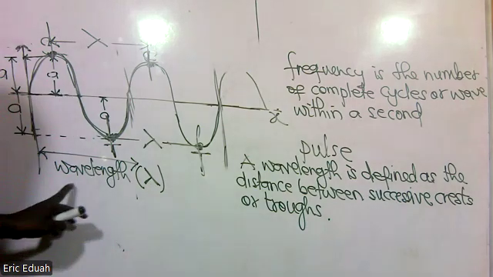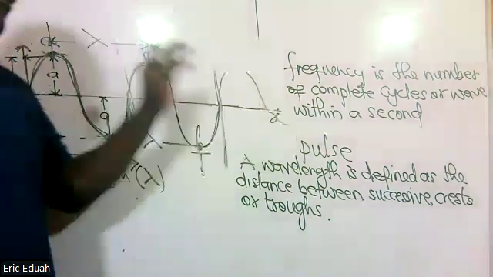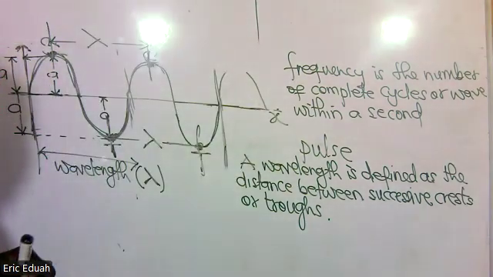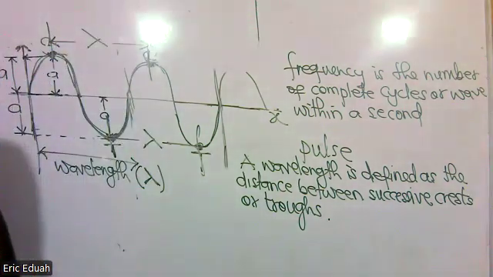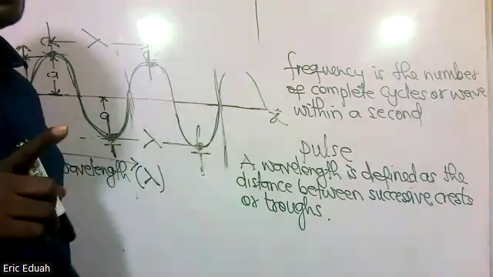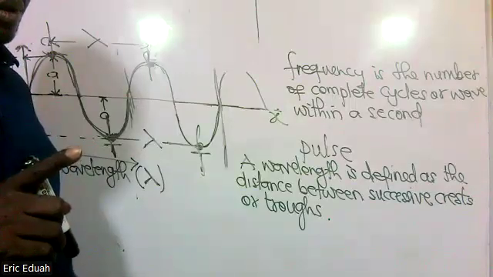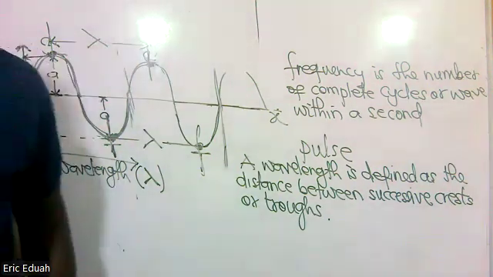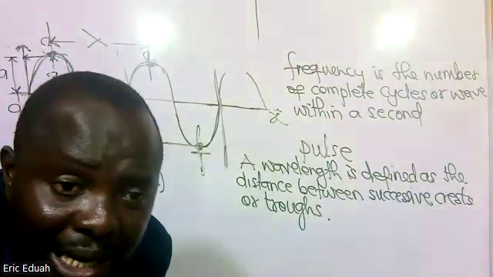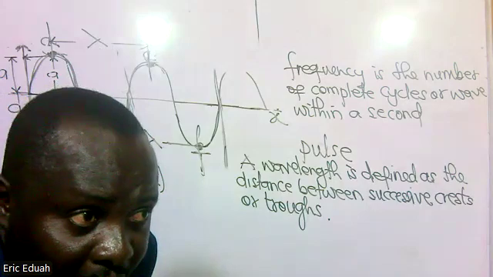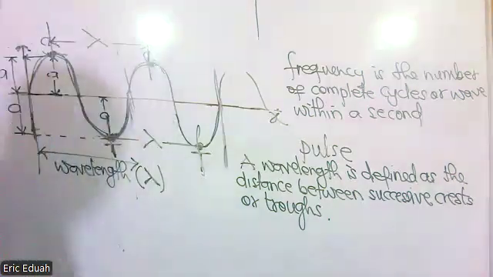So we've seen what we mean by frequency. Frequency is the number of complete cycles or complete waves within a second. What's the SI unit of frequency? Per second is the derived unit, but the SI unit is hertz. Okay, hertz.